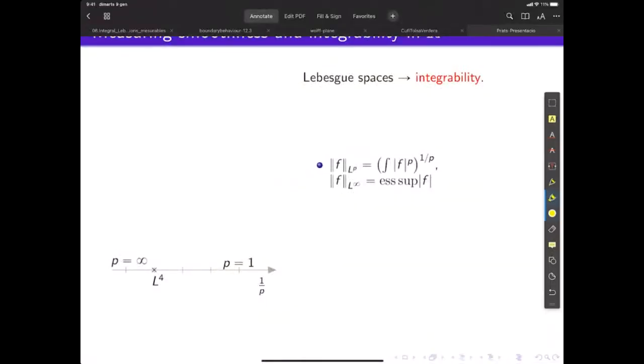Okay, the LP norm, everybody knows it here, I guess, and we will just depict the Lebesgue scale here. This is L infinity, this is L1. Here we depict 1 over P. This is L4, L2, and so on. So here is 1 over P, on this real line.